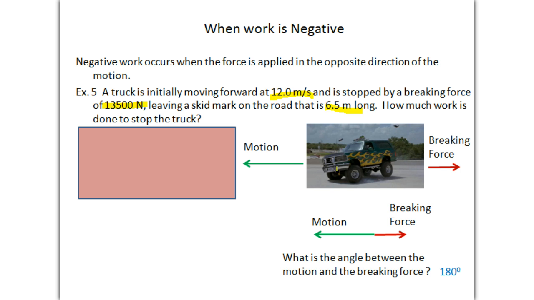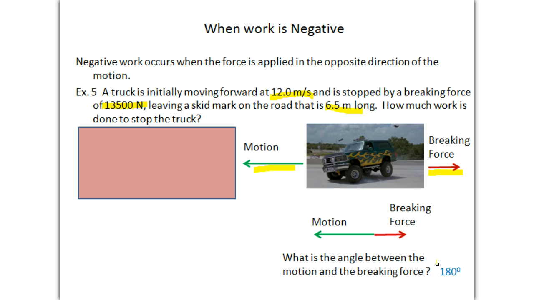So we have our truck here. It's originally moving here to the left. Our braking force is applied, so force is applied in the opposite direction. And it does leave a skid mark of 6.5 meters, and that represents the distance that the brakes were working. So if you look at a free body diagram, or just the examples of the forces here, you have motion, braking force in the opposite direction.